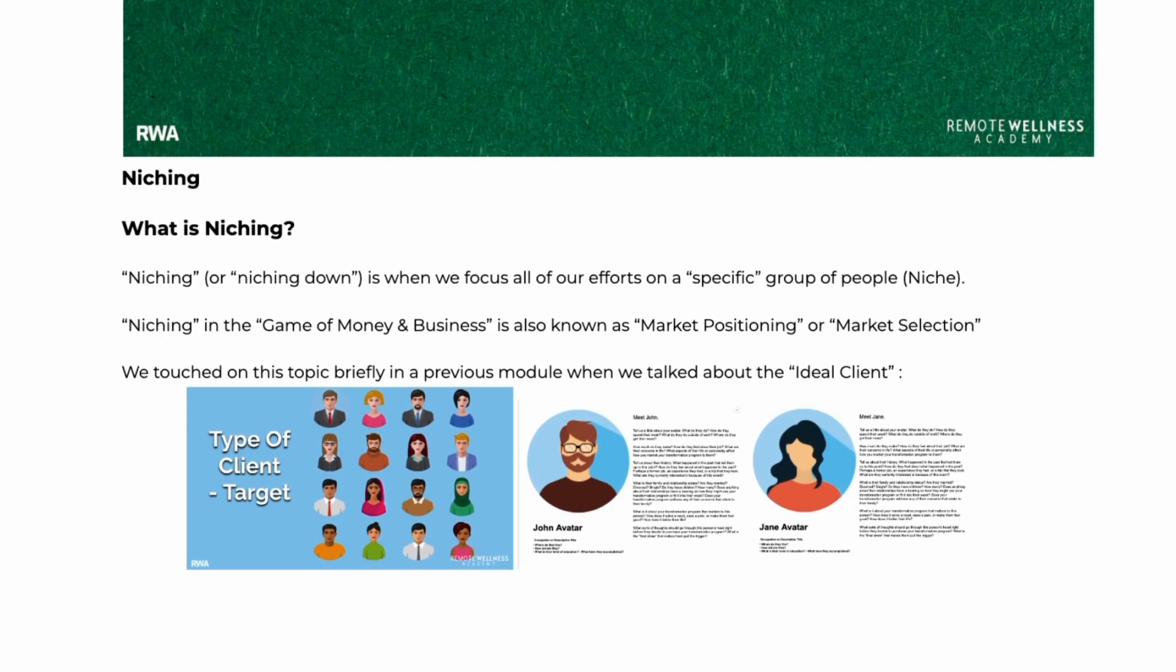So niching, or niching down, is when we focus all of our efforts on a specific group of people, aka a niche. Either way, it doesn't matter. Now, niching in the game of business and money is also known as market positioning or market selection. Those are the other terms that this entire topic is referring to.